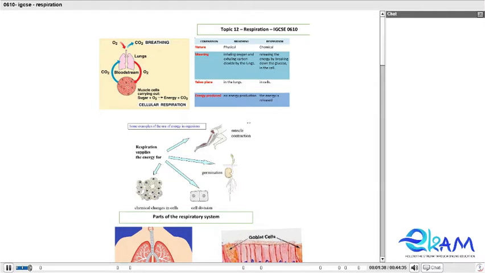Today, I'll be covering the topic respiration, which is topic number 12 of IGCSE biology. The syllabus code is 0610.